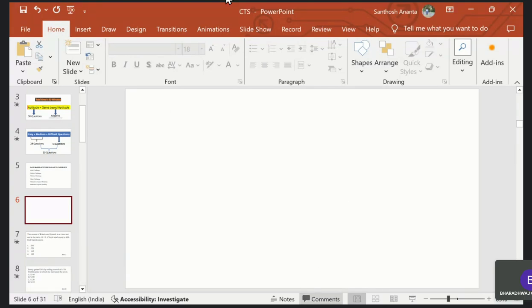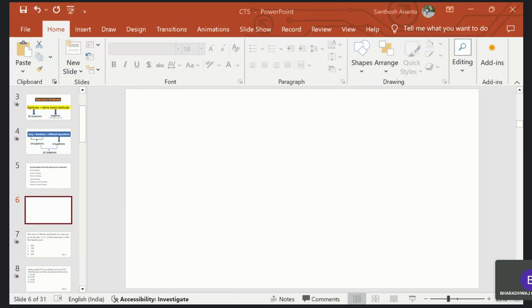Let me brief you about the topics. First of all, I will recall the topics, how to solve the questions: percentages, ratios and proportions, time and work. After that, we'll move to the questions. Now, starting with the percentages.